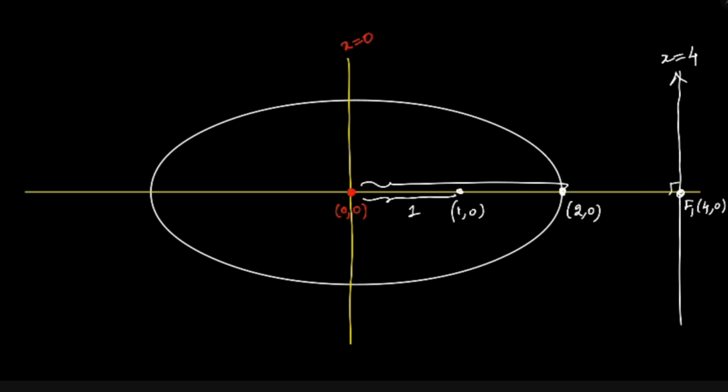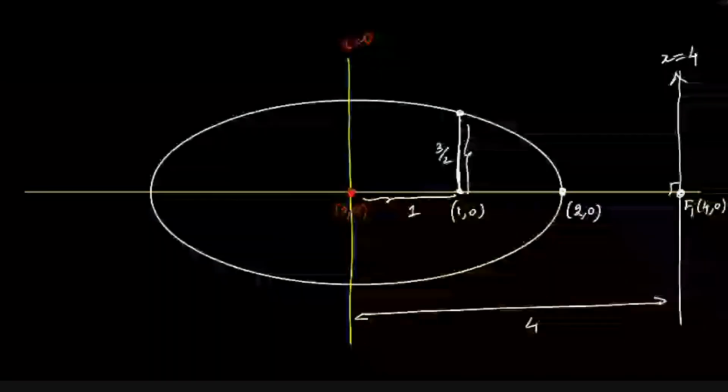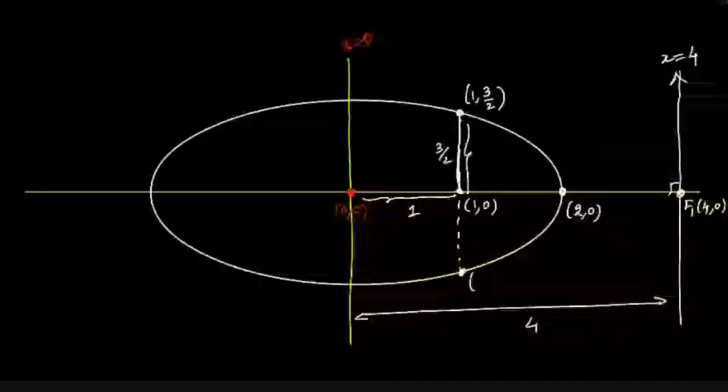Okay, what about the latus rectum? This distance is 3 by 2. So this end is 1, 3 by 2. What about the other end? 1, minus 3 by 2.